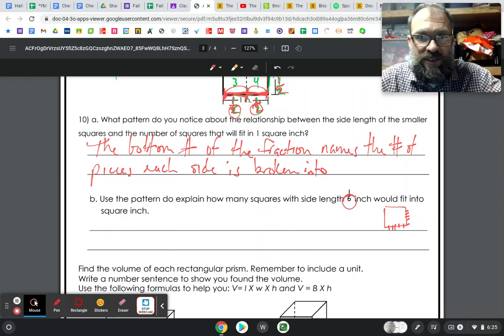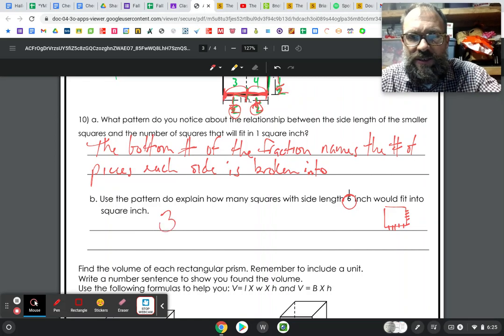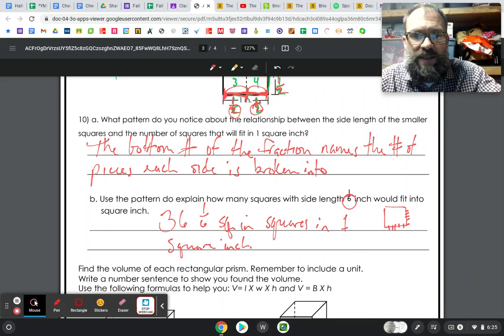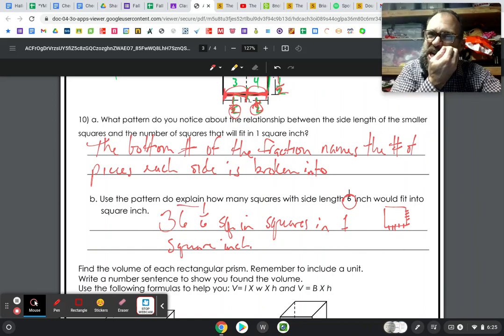In this example, 6x6. So there are 36 1/6 square inch squares in 1 square inch. And you were asked to explain, which I just did out loud.